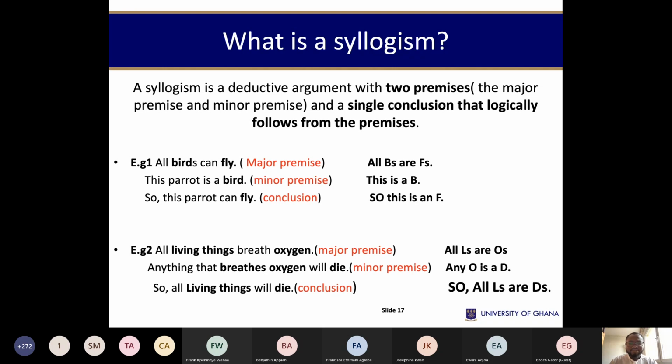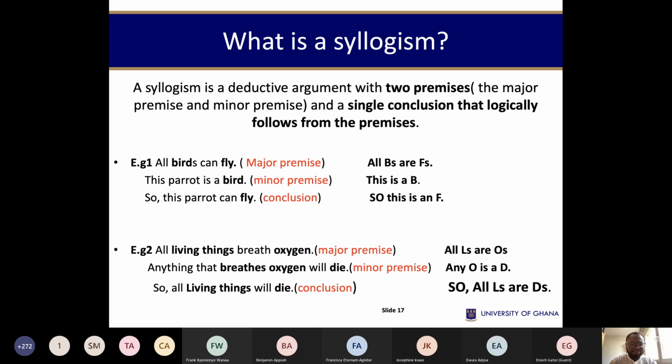In arguments, we assume that the premises are true, then look at the logical structure or the form of the argument. So if we assume that all the premises are true, all birds can fly, then the next premise, this parrot is a bird, it means that it follows from the first one. Then automatically, this parrot can fly.